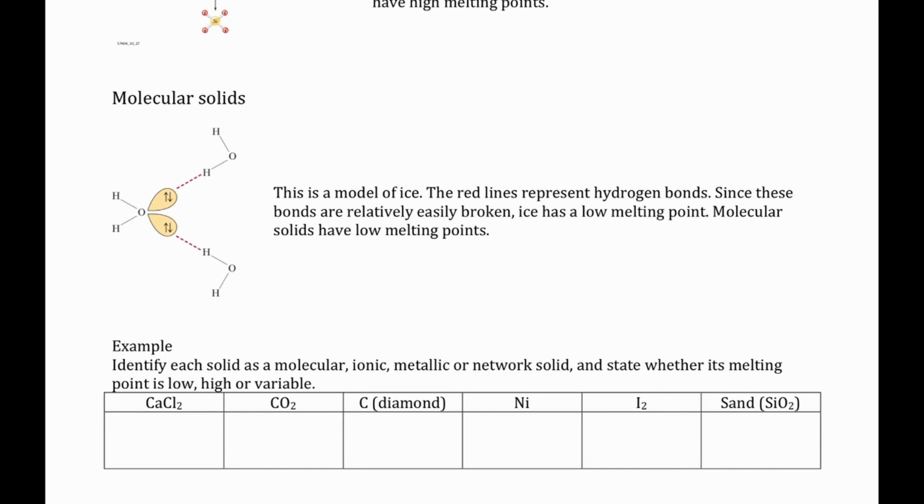Remember, molecular solids are composed of molecules. When we melt a molecular solid, like ice, we still have the original molecules. They're just now not in the solid phase, they're in the liquid phase. So all we have to do to melt a molecular solid is overcome the relatively weak IMFs, and that's why they have low melting points.